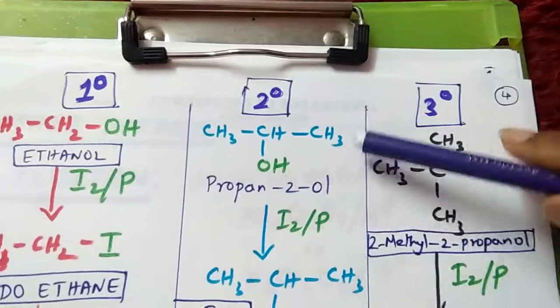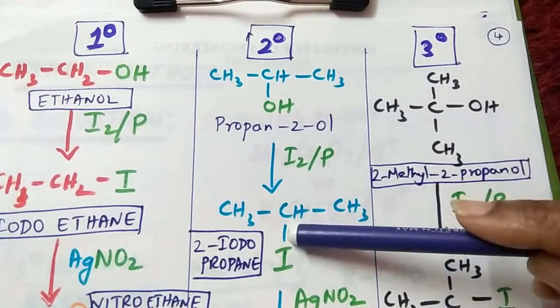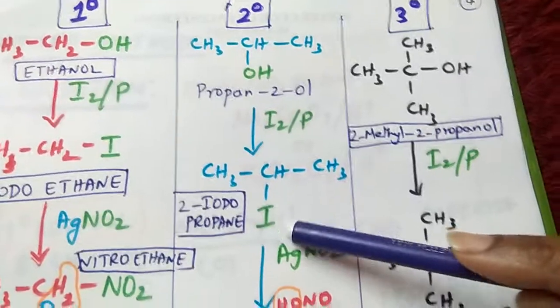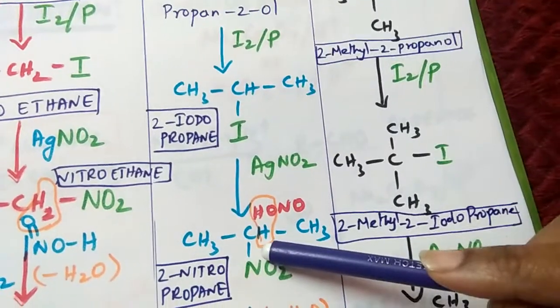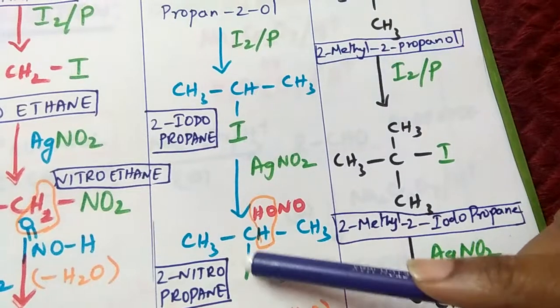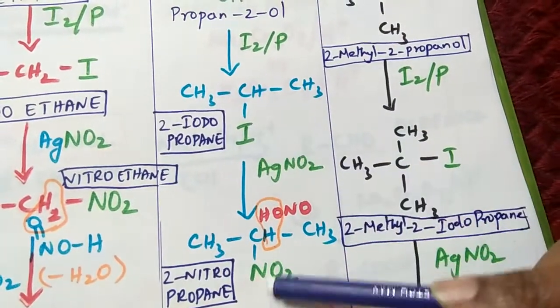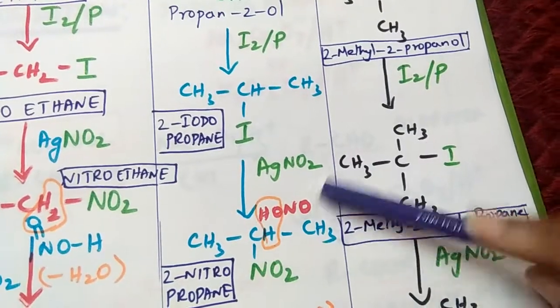Let us assume a secondary alcohol, 2-propanol. 2-iodopropane is formed with iodine and phosphorus. This 2-iodopropane is treated with silver nitrite to form 2-nitropropane, because iodine is displaced by NO2. This 2-nitropropane is treated with nitrous acid, HONO.